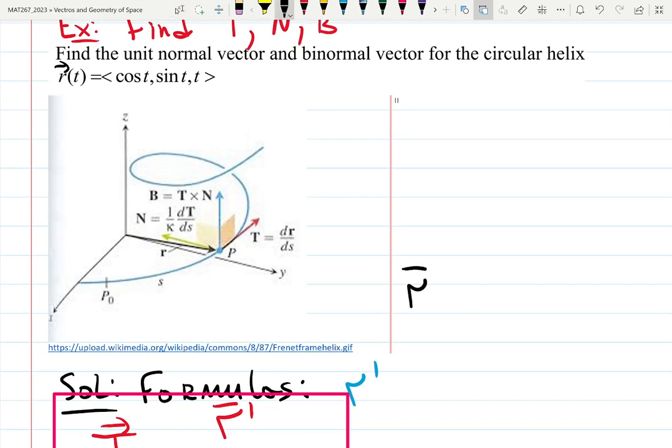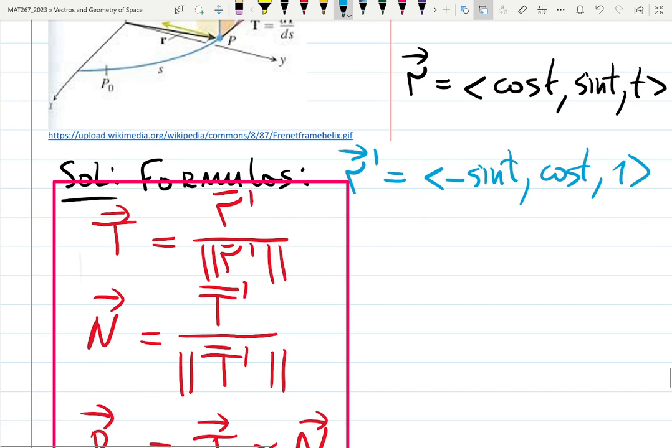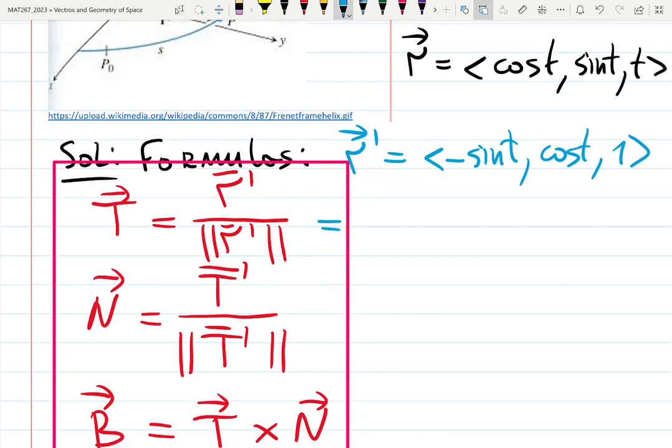If R is given as cosine T, sine T, and T, to find unit tangent, I need to find R prime. So let's find R prime. R prime will be cosine gives you minus sine, sine gives you cosine, T gives you 1. Okay, now I can find T, which is R prime divided by the size of R prime. You can find the size separately if you want, but in this case it will not be that hard, so I will do it right away.